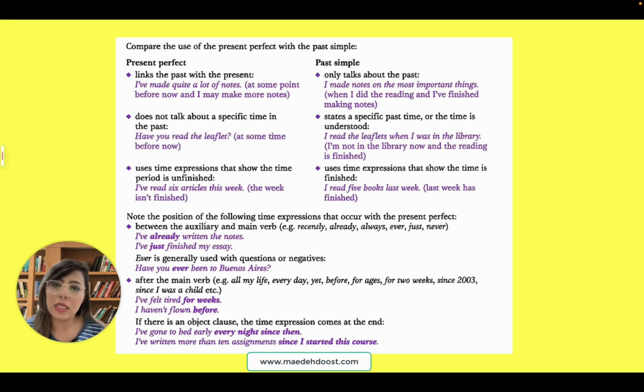Next, it uses time expressions that show the time period is unfinished. I've read 6 articles this week.